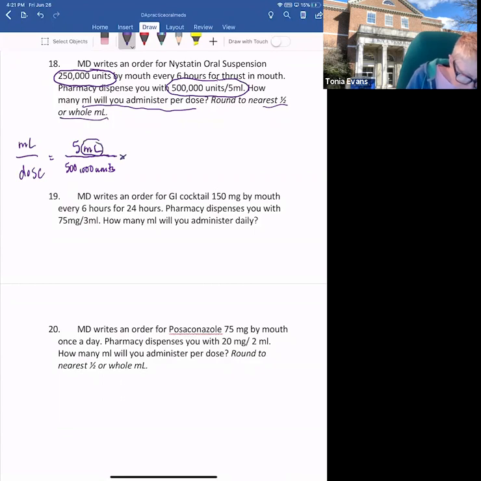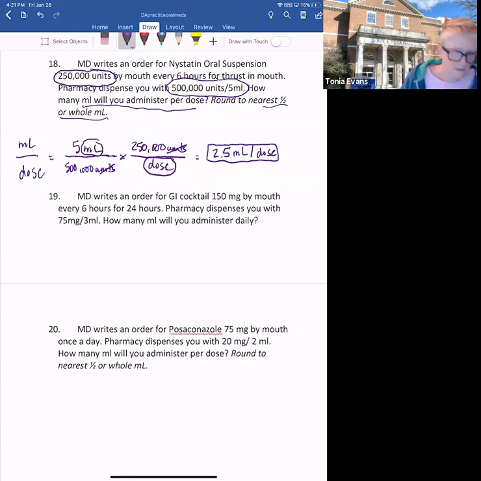All right, so I need to get rid of units, and my order is for 250,000 units. That cancels out our units per dose. So this is pretty straightforward. We've got 5 times 250,000 divided by 500,000 equals 2.5. Look at my rounding rule, round to the nearest half or whole, so we're good there. 2.5 milliliters per dose. All right.